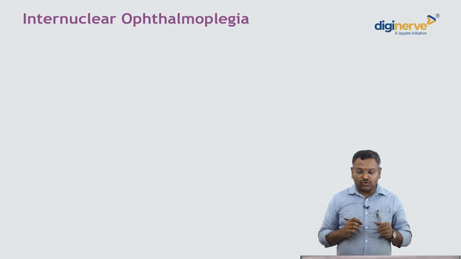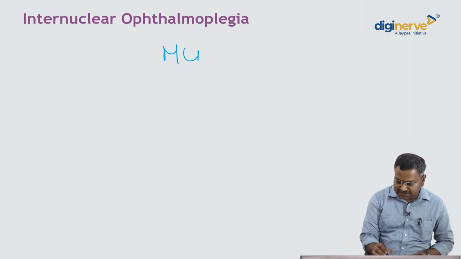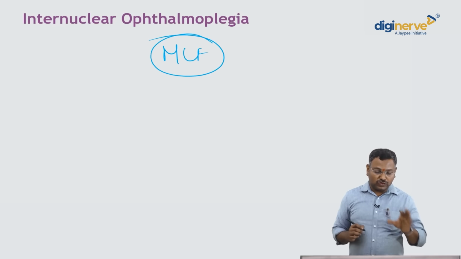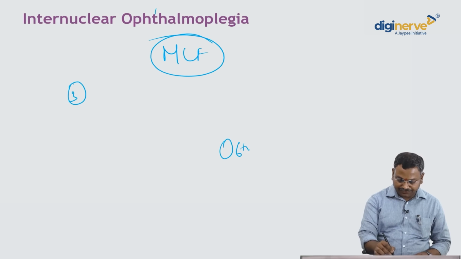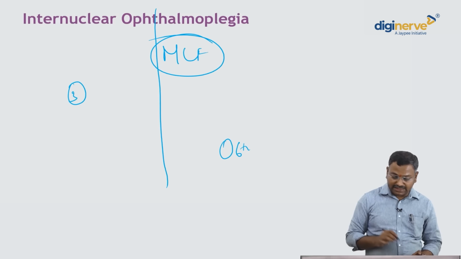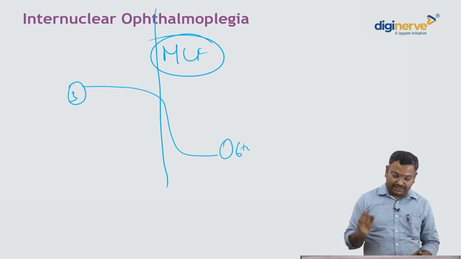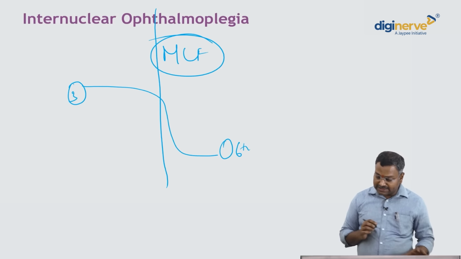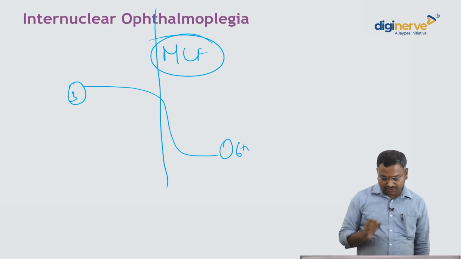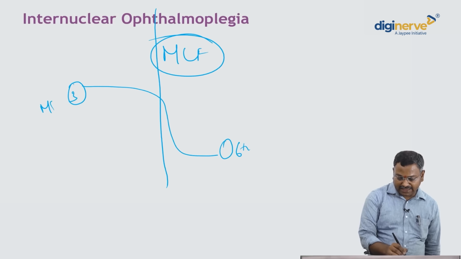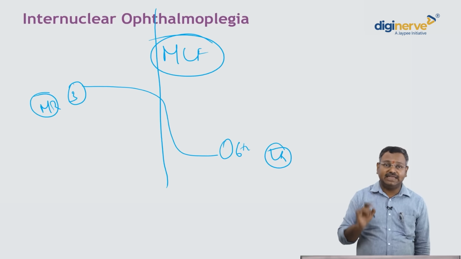Coming on to the internuclear ophthalmoplegia. Here the medial longitudinal fascicle is what is importantly involved. You have the third nerve on one side and the sixth nerve on the other side. There is a group of interneurons which connect the third nerve on one side to the sixth nerve on the other side, what we call the medial longitudinal fascicle. This is very important because once the medial rectus acts, the opposite side lateral rectus should act.